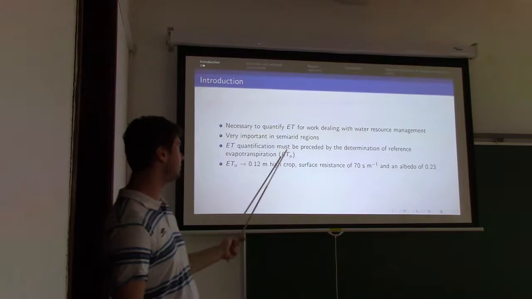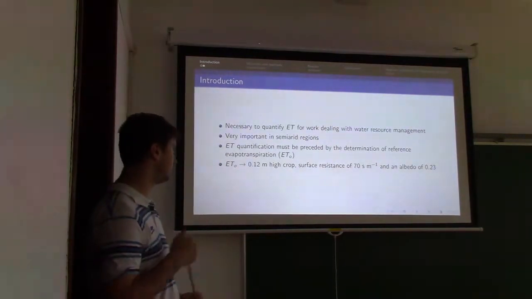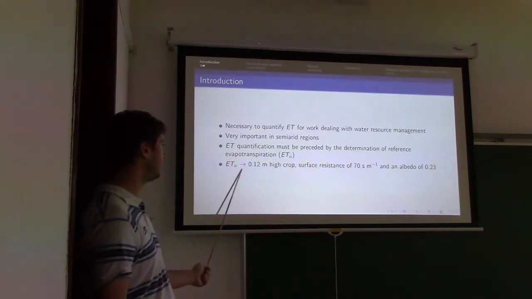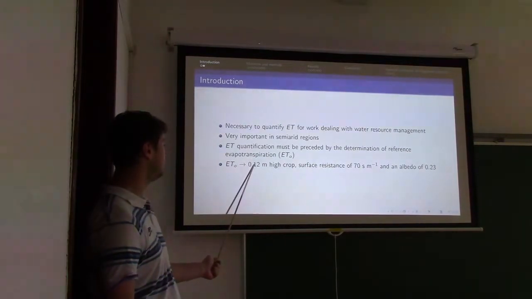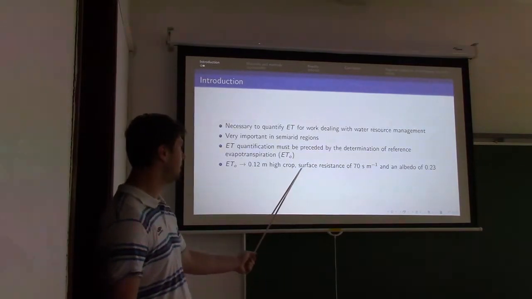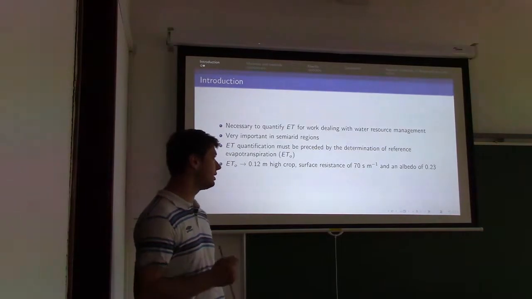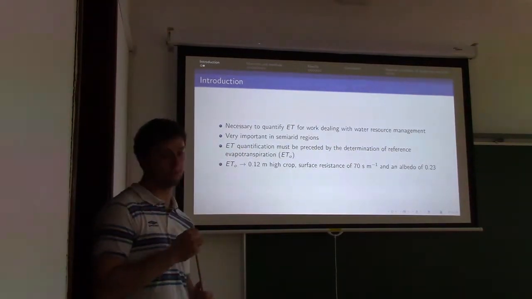Evapotranspiration quantification must be preceded by the determination of reference evapotranspiration, which is ET0, and it's defined as evapotranspiration from a 0.12 meter high probe, surface resistance of 70 seconds per meter, and albedo of the probe is 0.20.